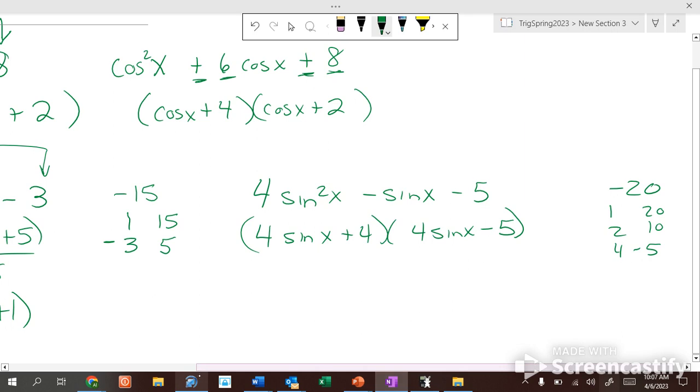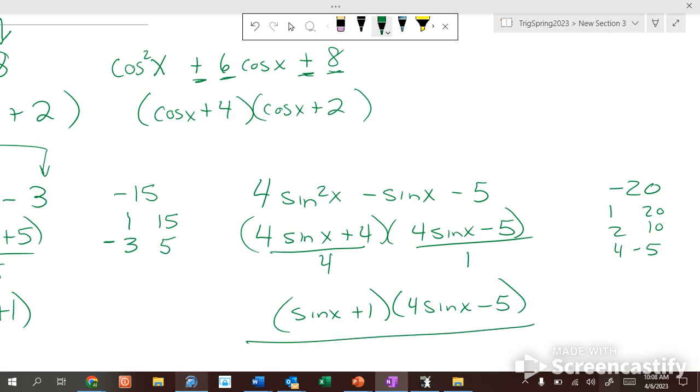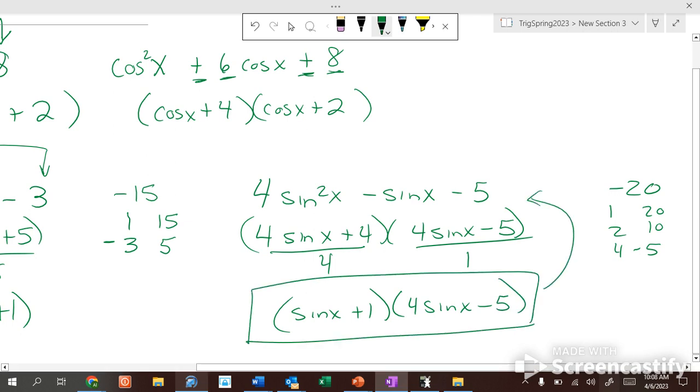What's the greatest common factor of the first? 4, so we're going to divide by 4. Greatest common factor of the last is 1. So it's going to be sine of x plus 1 times 4 sine of x minus 5. If you would FOIL it, you would get that. Okay, so FOILing is how to check your answer. So that's one type of factoring that we'll do.